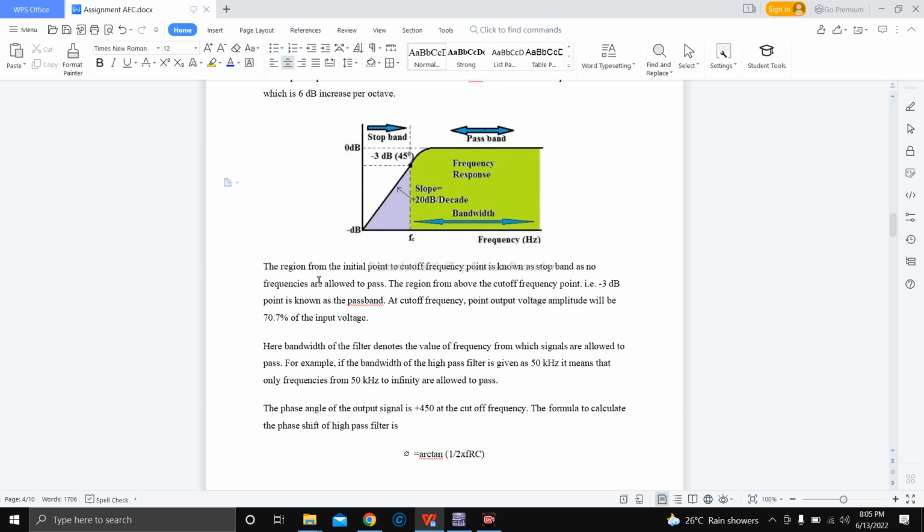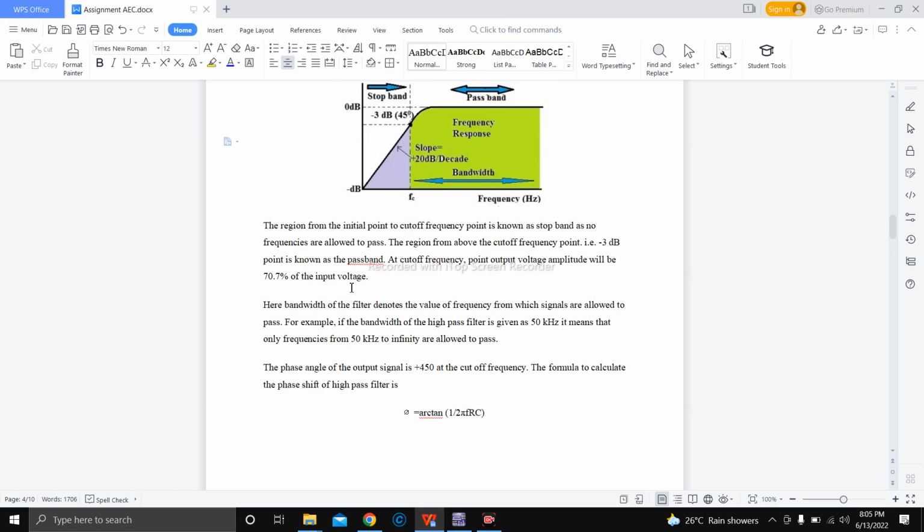So the region from the initial point to the cut-off frequency point is known as the stop band, as no frequencies are allowed to pass. The region above the cut-off frequency point, negative 3 dB, is known as the pass band. At the cut-off frequency point, the output voltage amplitude will be 70.7% of the input voltage.